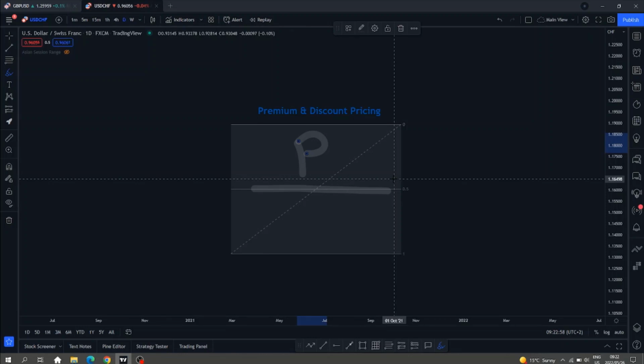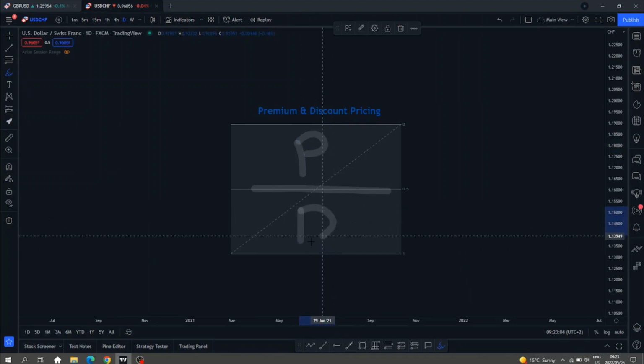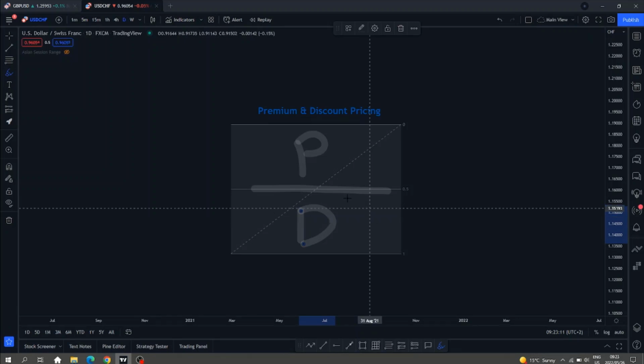And then from a discount point of view, it's essentially everything below your 50%, where you can look for high probability areas to buy the market. So you're going to be buying the market at a discounted price if you're looking to go pro trend for a bullish trend, and you're going to be looking to sell the market at premium pricing if you're looking to go short.